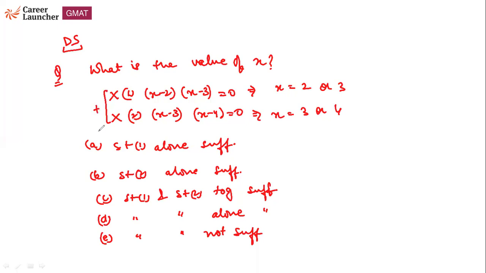If we club them, x equal to 2 only satisfies statement 1, but not 2. x equal to 3 satisfies statement 1 as well as statement 2. x equal to 4 only satisfies statement 2, but not 1. After clubbing, we are getting a definite value for x, that is x equal to 3. Can we answer the question? Yes. What's the value of x? That is 3. That means together, clubbing, we are getting an answer to the question. Option C is the correct one here.